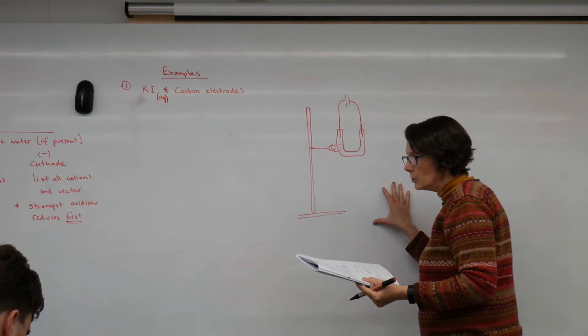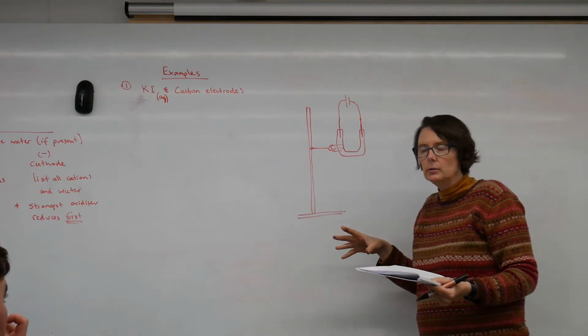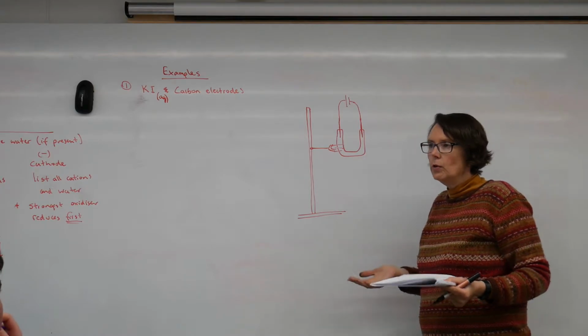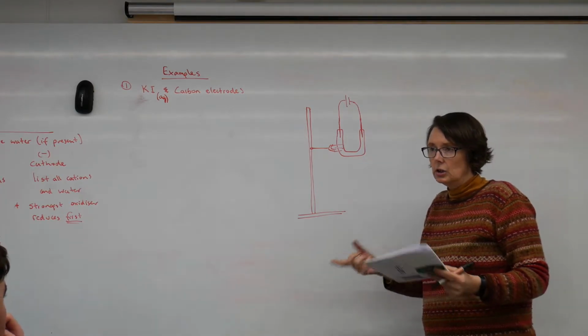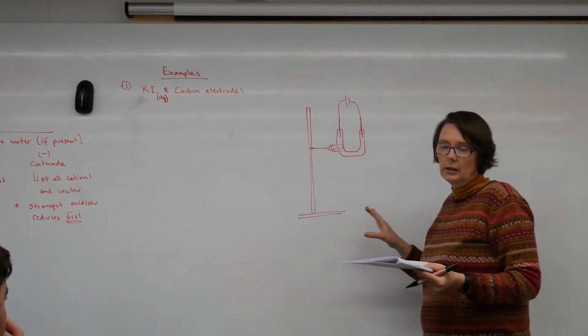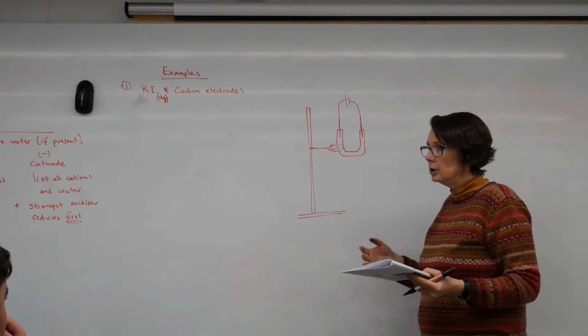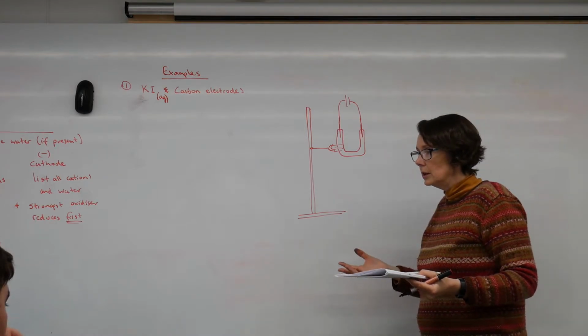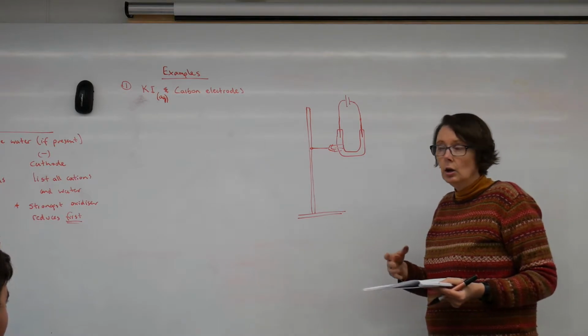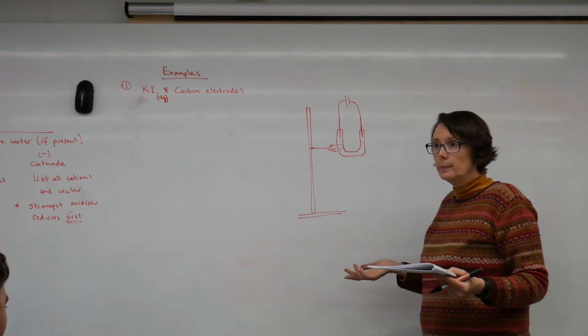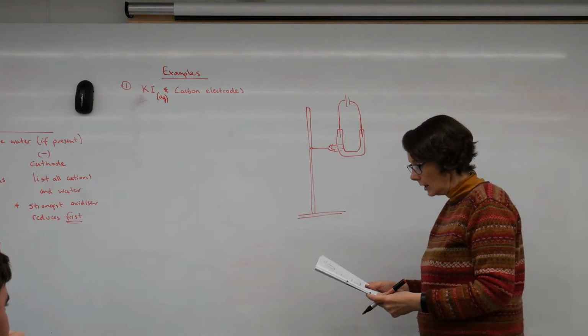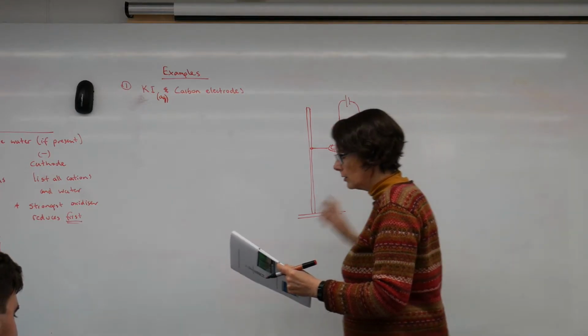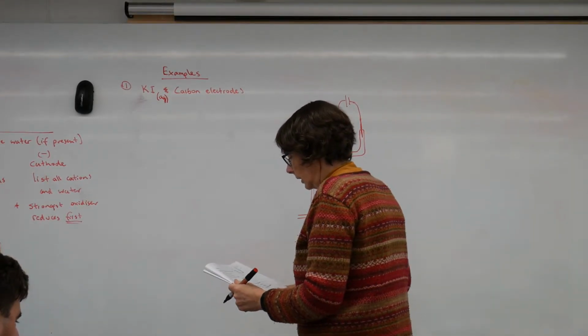Another part of these questions is that they will ask you to say what you would observe at each electrode. So you might be seeing a colour change, or you could see something if you had an indicator, or you could be seeing bubbles forming if you're producing a gas. So we need to keep track of what's occurring at each electrode.